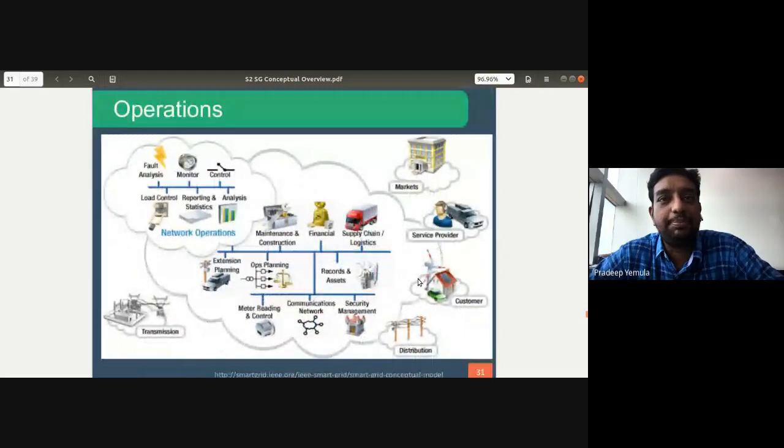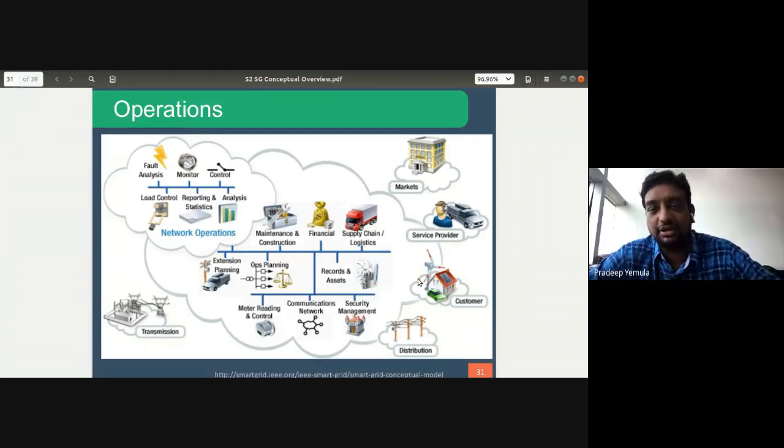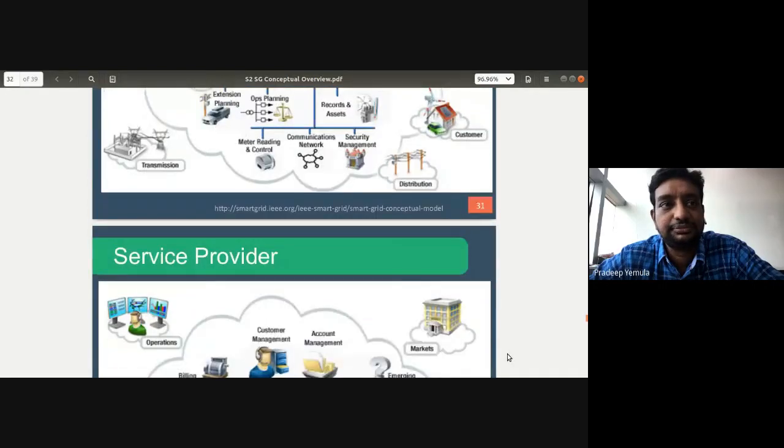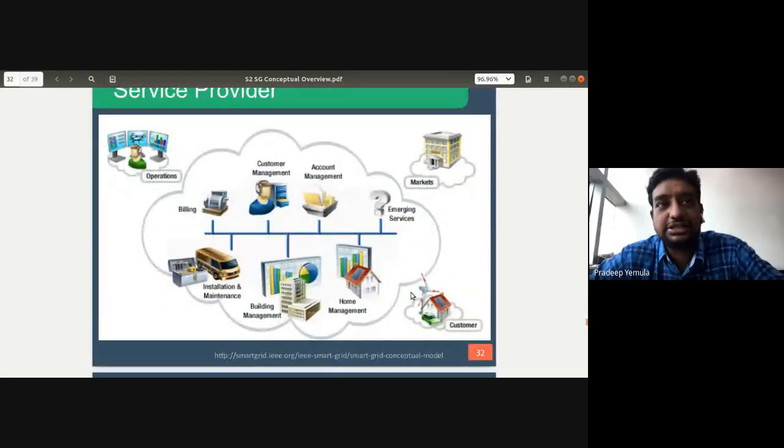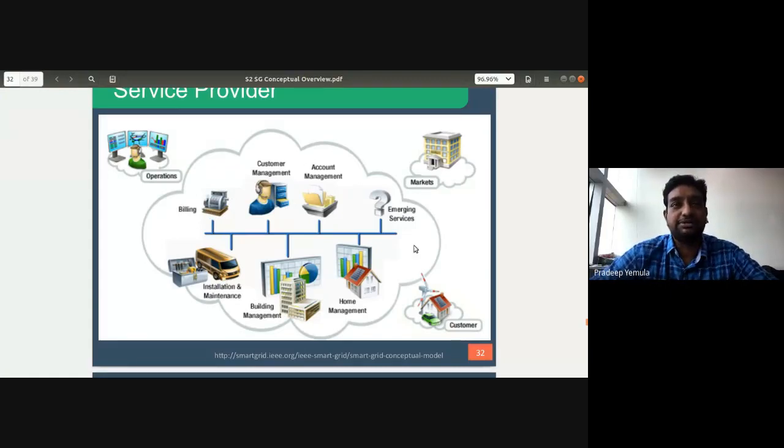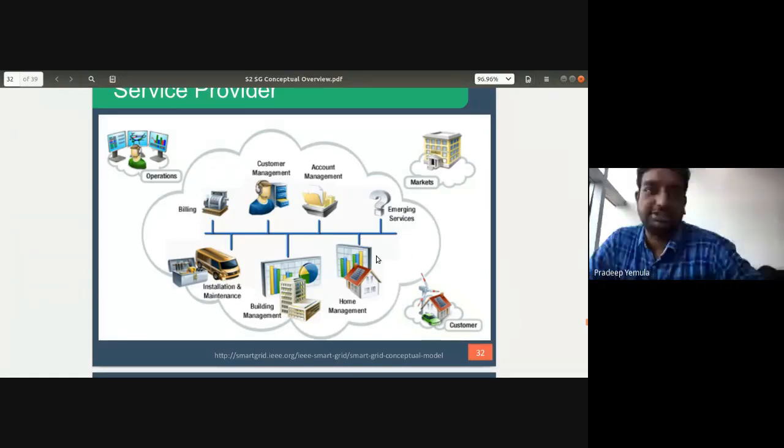And finally, operations. As I mentioned, operations take care of repairs and installation of new equipment, maintenance of equipment, assets recording, and then some kind of supply chain logistics, reporting and statistics. All these things come under operations. And this one is services. Home energy management, building energy management, installation, billing, customer management. So these all come under services.